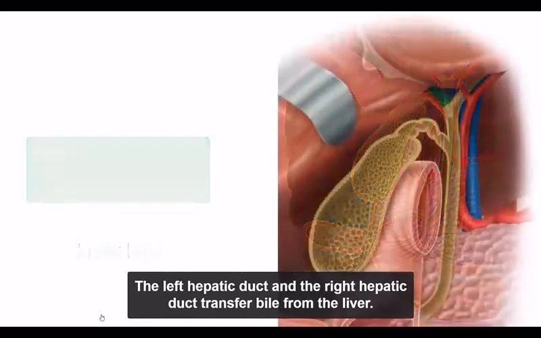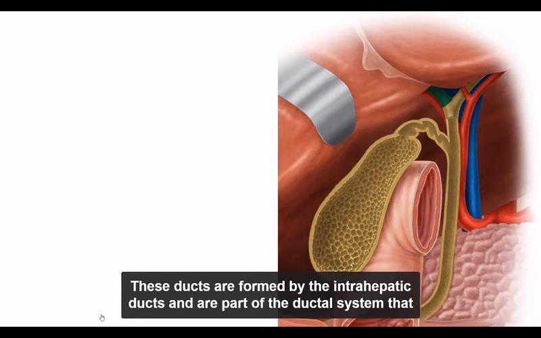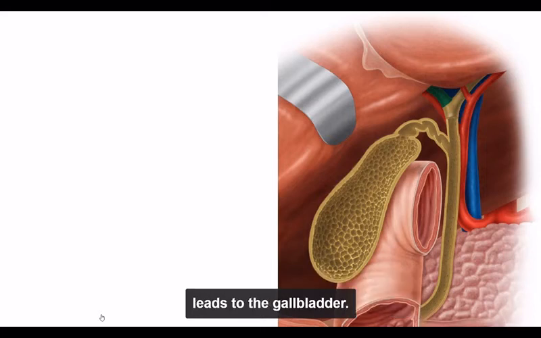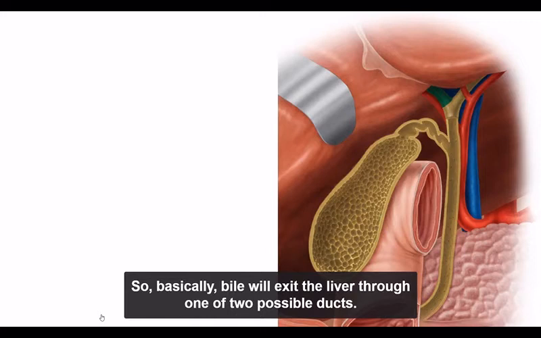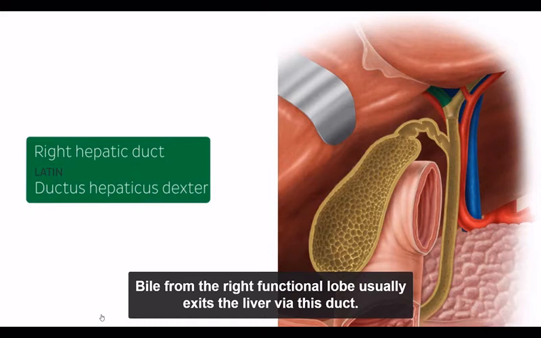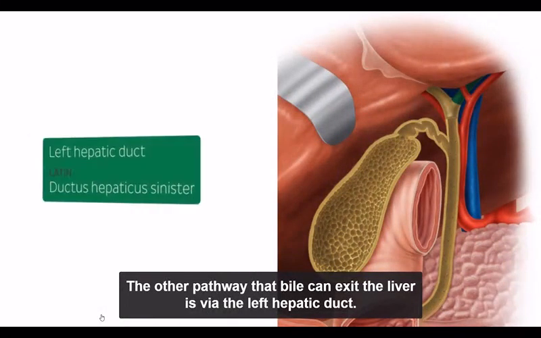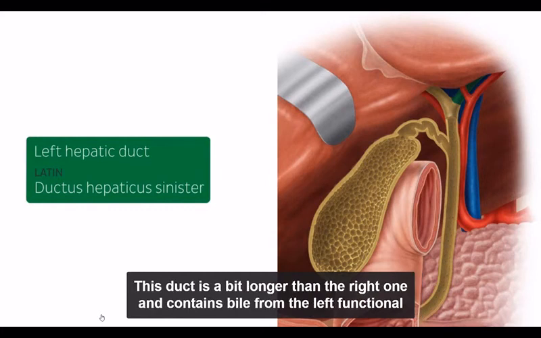The left hepatic duct and the right hepatic duct transfer bile from the liver. These ducts are formed by the intrahepatic ducts and are a part of the ductal system that leads to the gallbladder. So basically, bile will exit the liver through one of 2 possible ducts. The first duct is the right hepatic duct, which is the shorter of the 2 ducts. Bile from the right functional lobe usually exits the liver via this duct. The other pathway that bile can exit the liver is via the left hepatic duct. This duct is a bit longer than the right one and contains bile from the left functional lobe of the liver.